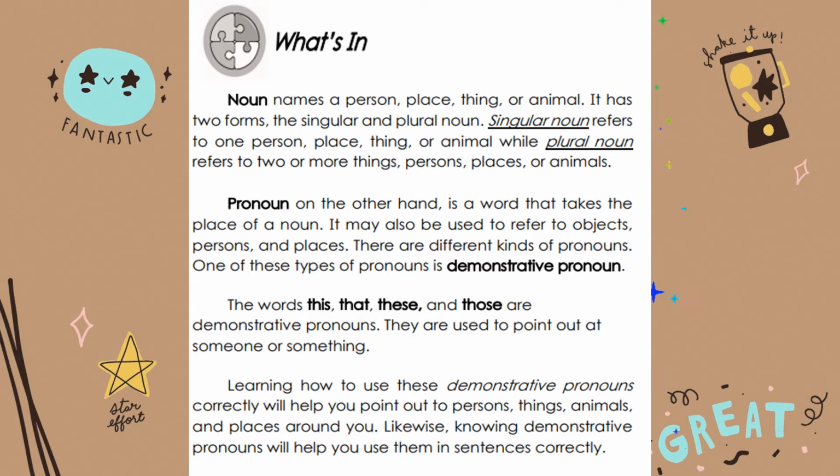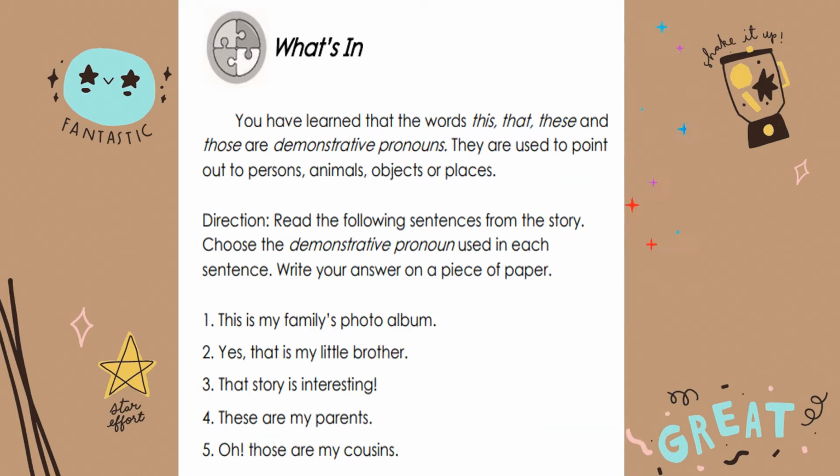Learning how to use these demonstrative pronouns correctly will help you point out to persons, things, animals, and places around you. Likewise, knowing demonstrative pronouns will help you use them in sentences correctly. You have learned that the words this, that, these, and those are demonstrative pronouns. They are used to point out to persons, animals, objects, or places.